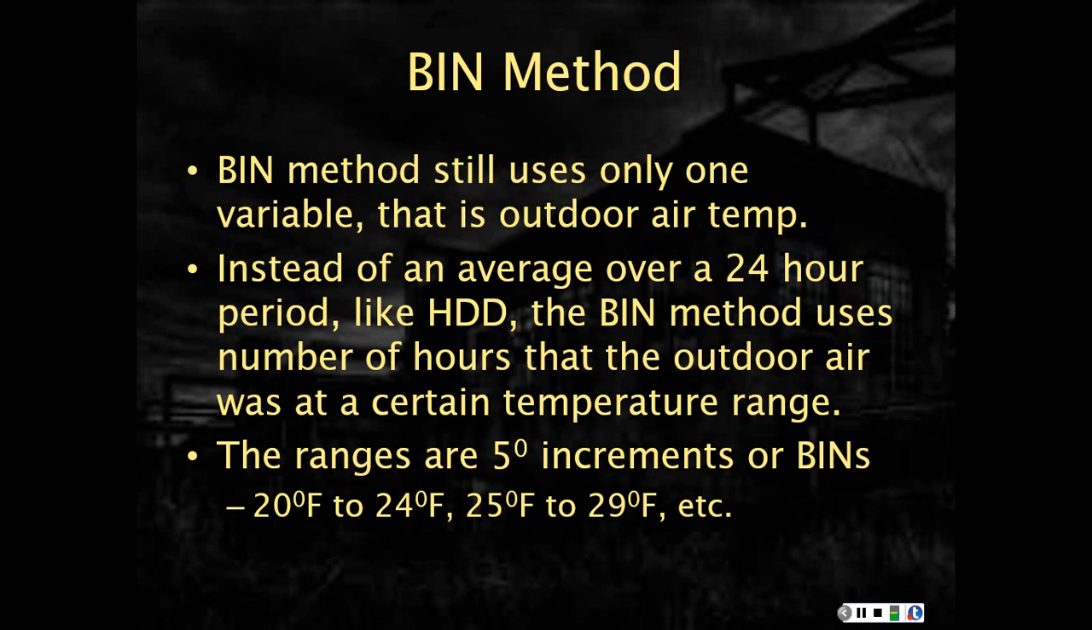The ranges typically used in the bin method are 5-degree increments, called bins. So 20 degrees Fahrenheit to 24 degrees Fahrenheit would be a 5-degree bin. 25 to 29 would be the next 5-degree bin, and so forth.